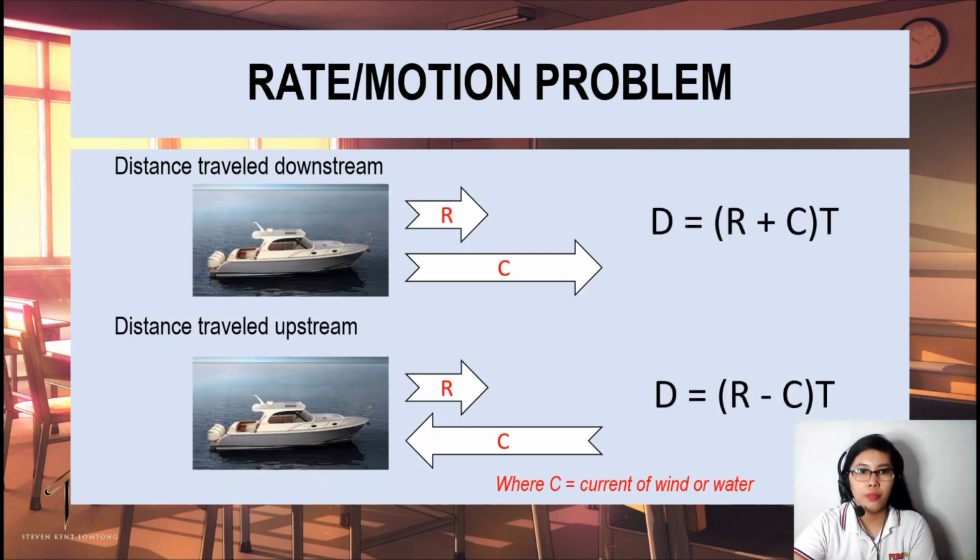Now for distance traveled downstream, so same direction as the current, we also have D is equal to (R plus C) times time. And for distance traveled upstream, of course, against the current, it is (R minus C) multiplied by time, where C is the velocity of the current, wind, or water.